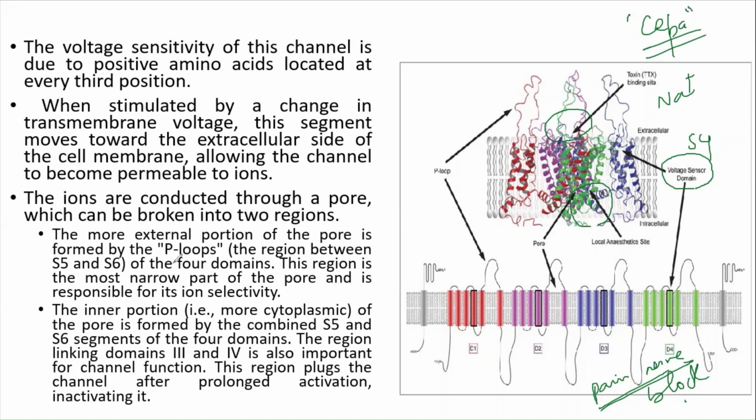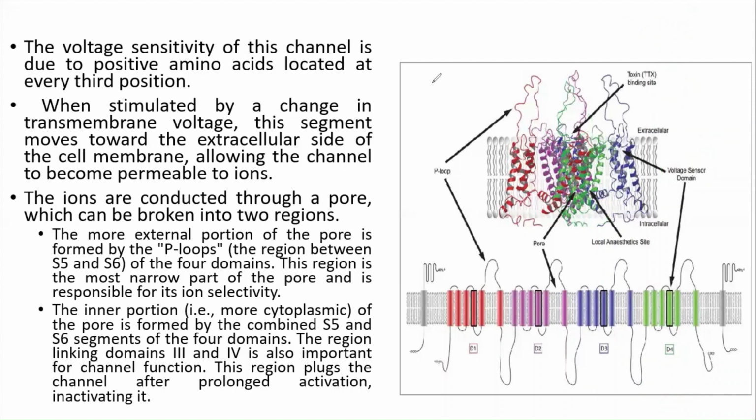Okay, let's come back over here. The ions are conducted through a pore which can be broken into 2 regions. The more external portion of the pore is formed by the P loop regions. Can you see the P loop region? Who forms the P loop? These segments, the loop coming between 5 and 6 of each domain, that is your P region. The region between segment 5 and segment 6 of the 4 domains. This region is most narrow for the pore and is responsible for the ion selectivity.